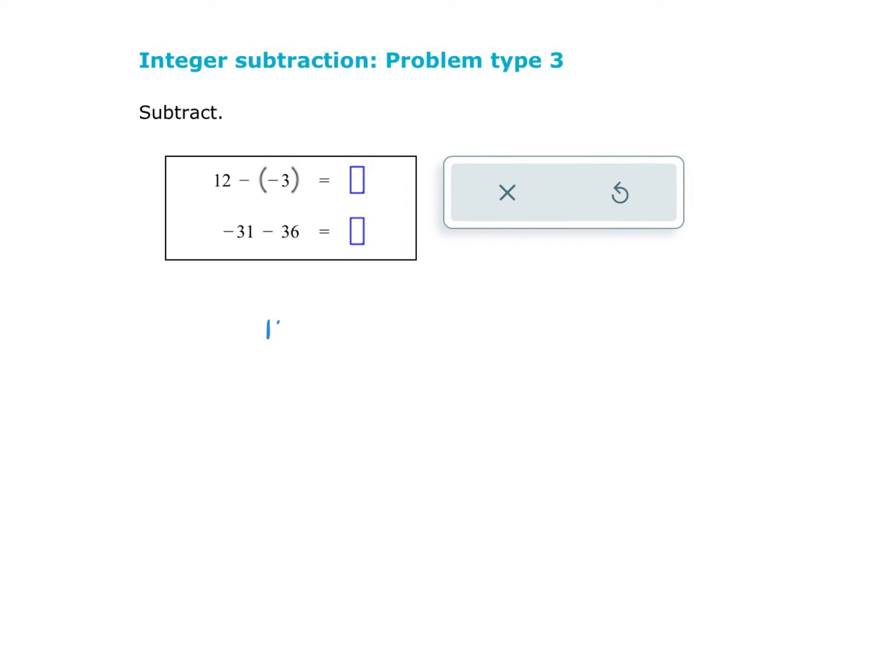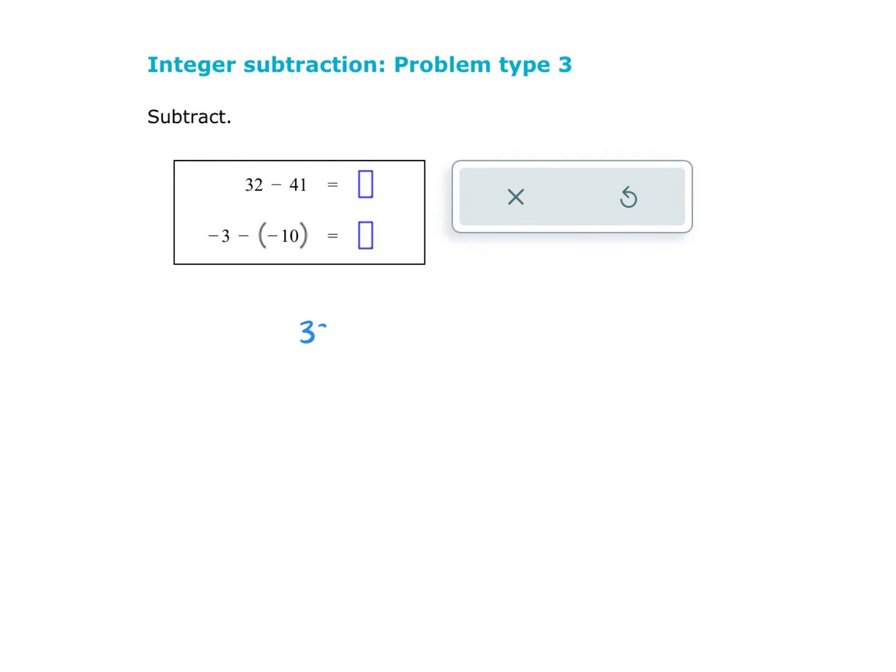So knowing that, we can actually do these quite a bit faster, because this is going to become 12 plus the opposite of -3, which is +3, so it's 15. And this one's going to become -31 plus the opposite of +36, which is -36. And now we're just combining a bunch of negatives, so this is 67 negatives.